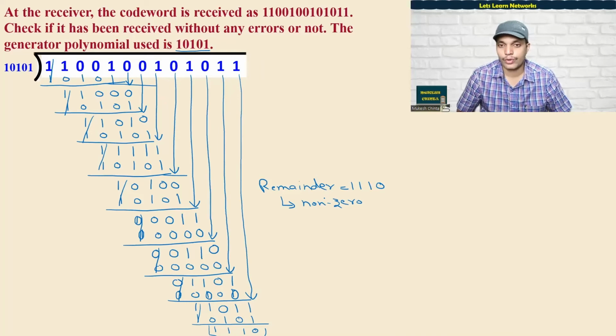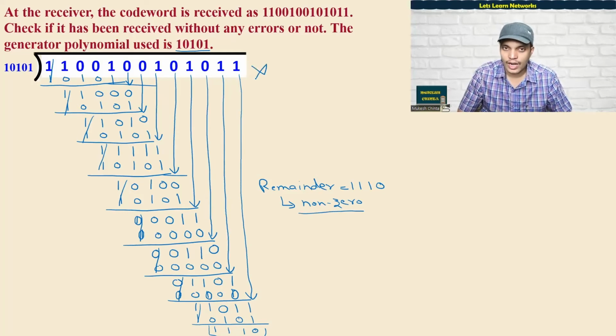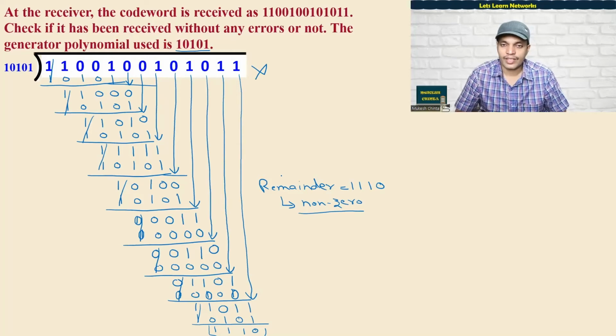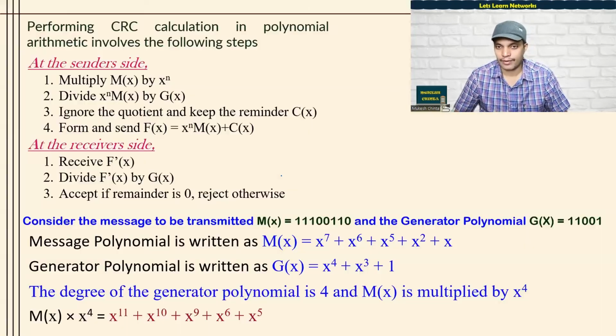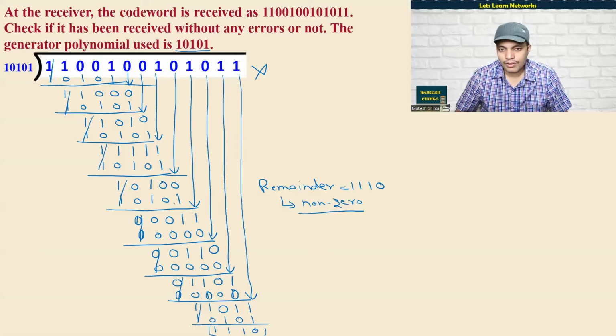It will simply only tell you that this transmission has errors, and once you get a non-zero remainder, the receiver will reject this data and wait for the sender to retransmit the data again. Okay. Now, in both the examples, you can ask me, sir, why did you stop at this point?